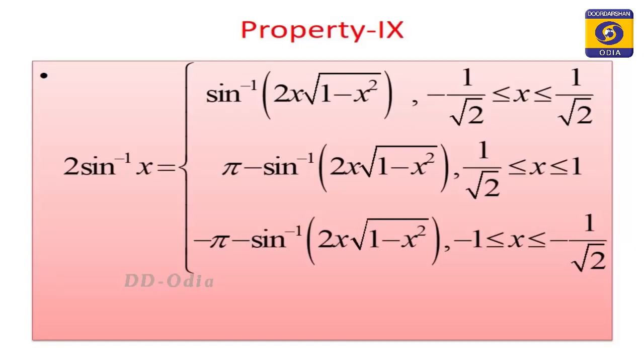2 sin inverse x is equal to sin inverse of 2x into root over of 1 minus x square. Condition is minus 1 by root 2 less than or equal to x less than or equal to 1 by root 2. Pi minus sin inverse of 2x into root over of 1 minus x square, for 1 by root 2 less than or equal to x less than or equal to 1. Minus pi minus sin inverse of 2x into root over of 1 minus x square, for minus 1 less than or equal to x less than or equal to minus 1 by root 2.